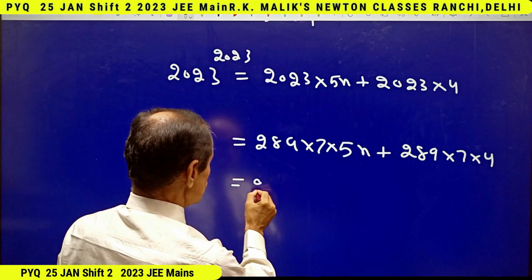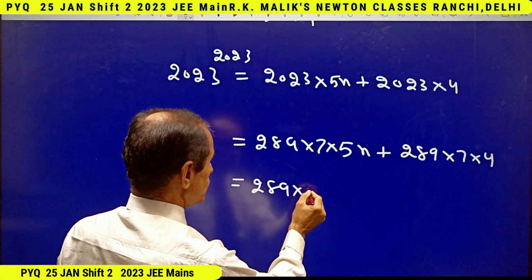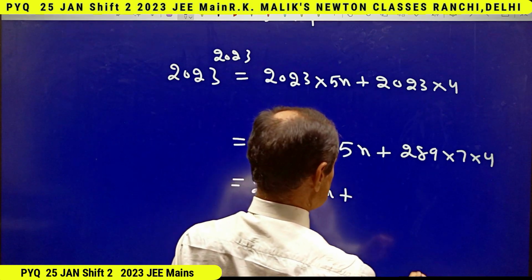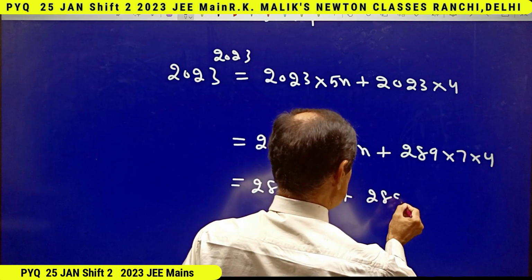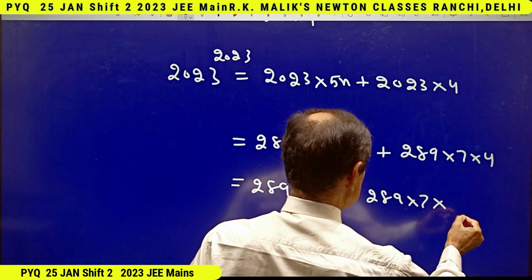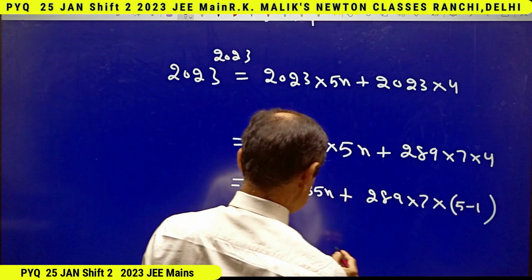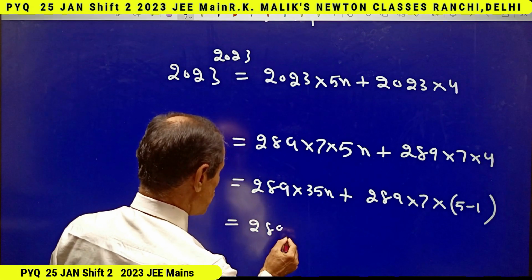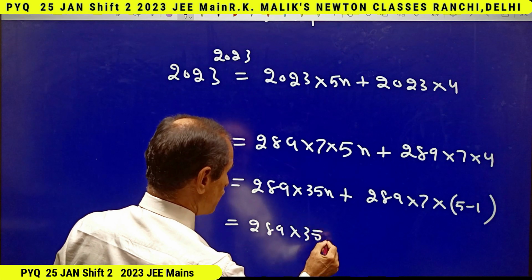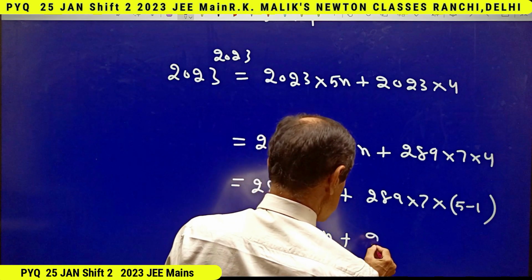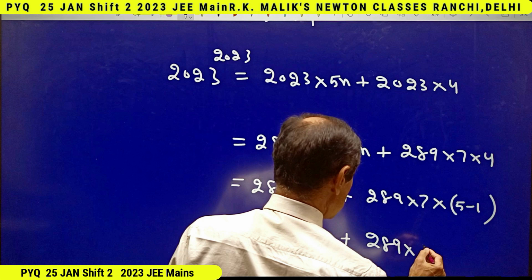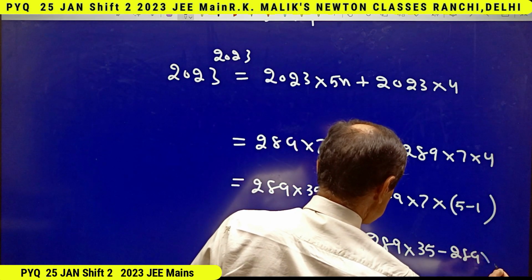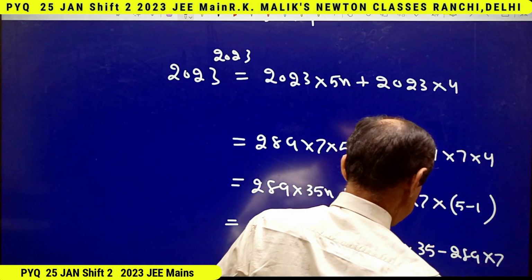That is 289 into 35n plus 289 into 7 into 5 minus 1. That is 289 into 35n plus 289 into 35 minus 289 into 7.